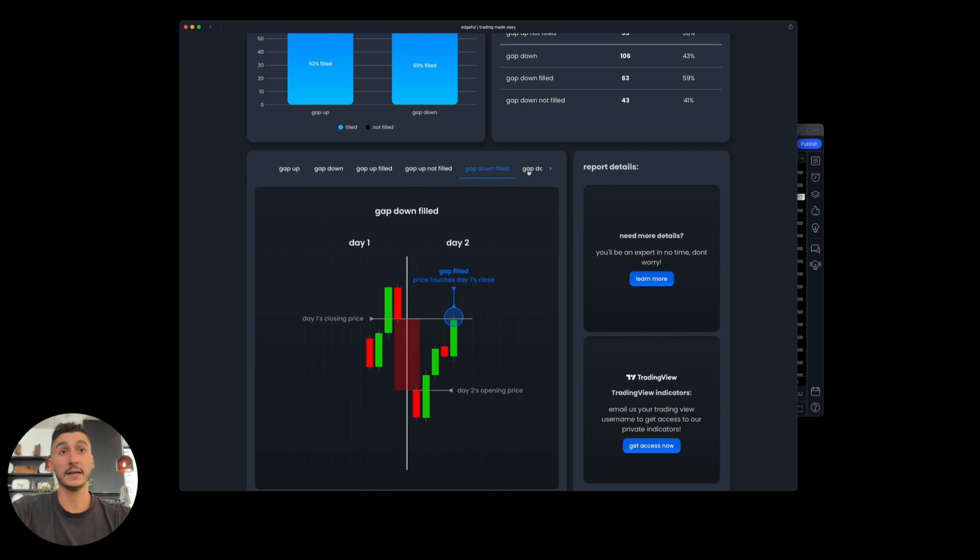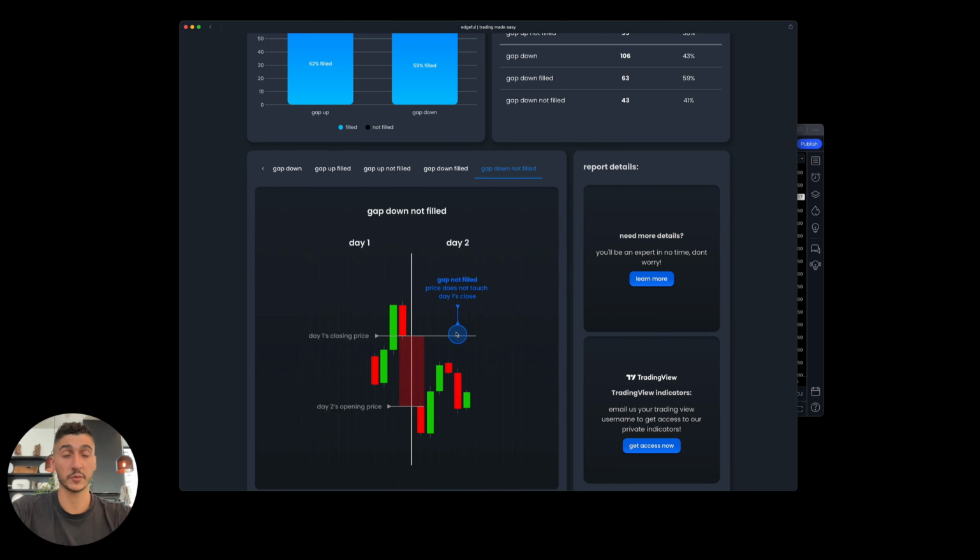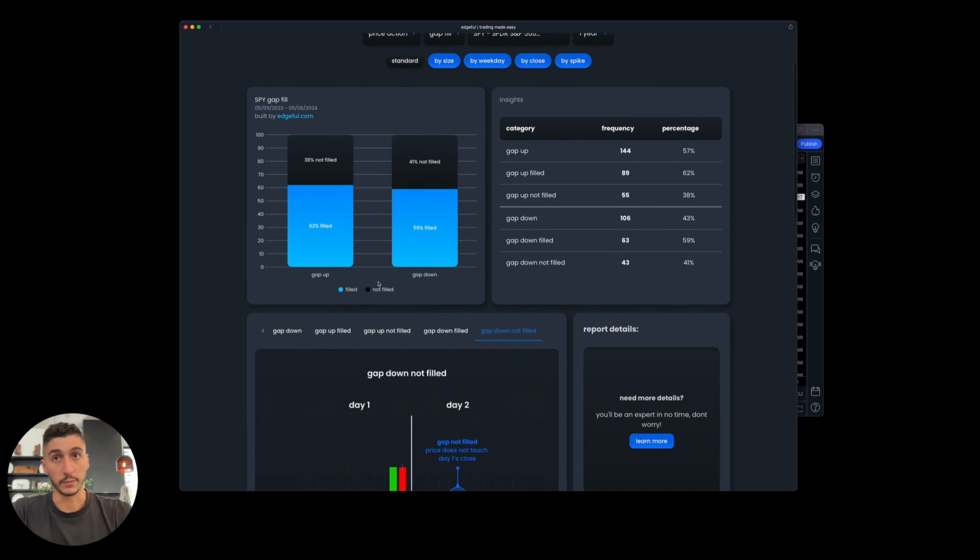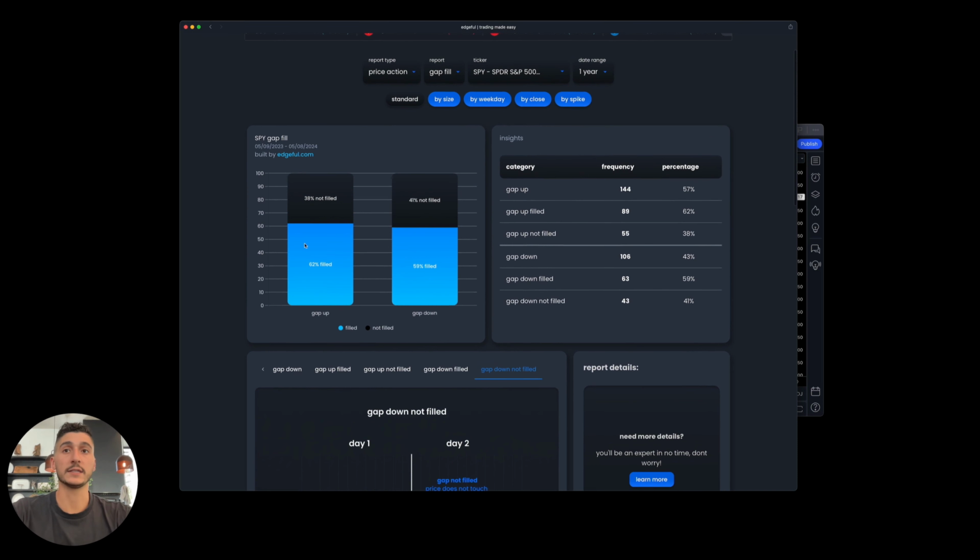If it does not touch the previous day's closing price that day, that is a gap not filled, and we don't measure gaps multiple days later. So keep in mind, it either fills or it doesn't in this day. What you can see here is that 62% of gaps up in the last year have filled, and 59% of gaps down have filled. So there is a slight bias towards the gap filling in either direction.